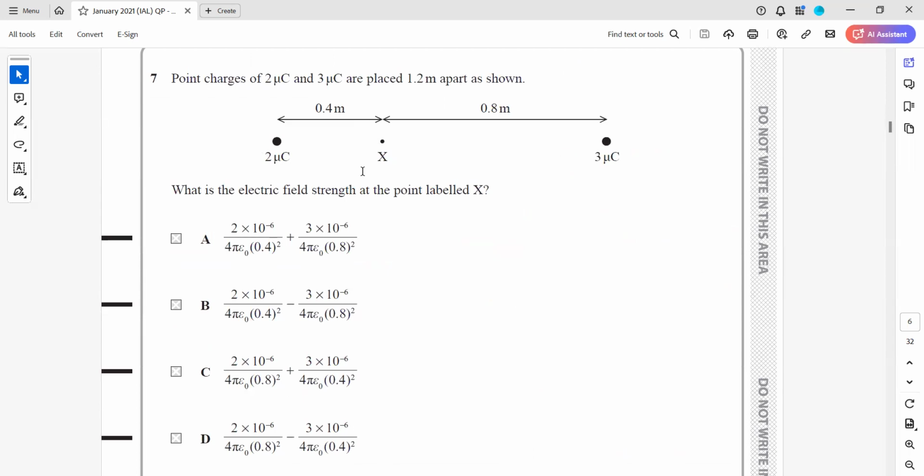Question 7. Point charges of 2 microcoulomb and 3 microcoulomb are placed 1 meter apart as shown. What is the strength of the electric field? First, what is the direction? Because both are positive charges, the electric field directions at this point will be opposite, so they will try to cancel each other out because like charges repel. So either B or D can be the answer.